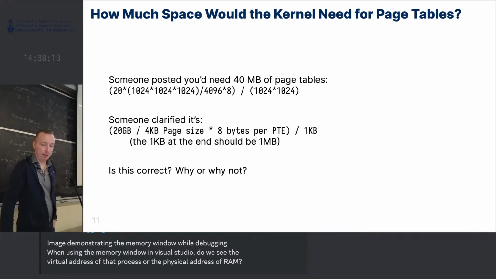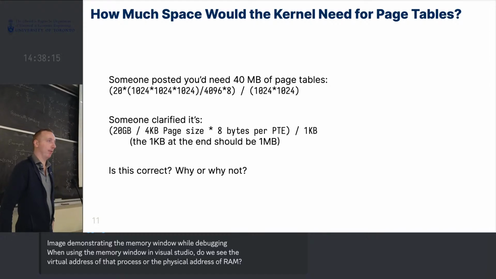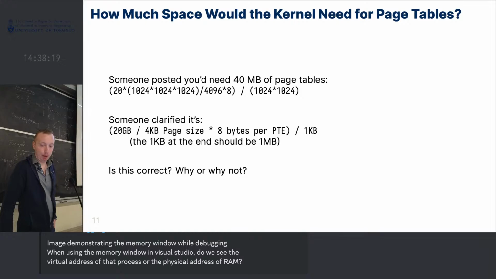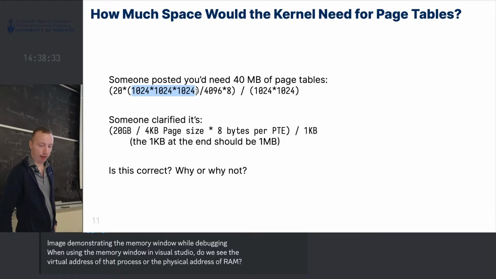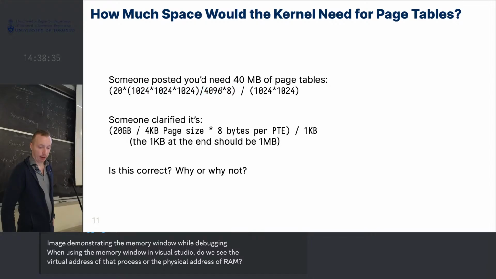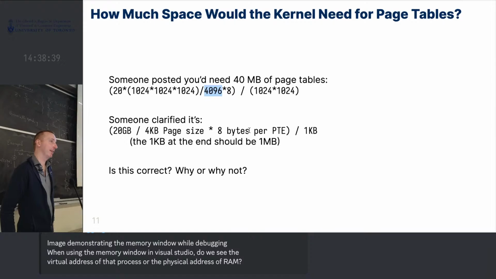So we can actually answer that question. How much space does the kernel need for the page tables? Someone posted that you only need 40 megabytes of page tables for that 20 gig file. So they argued it was 20 times 1024 times 1024 times 1024. So this is 2 to the power of 30, so this is a gigabyte. And then divided by this magic number. What is this magic number?